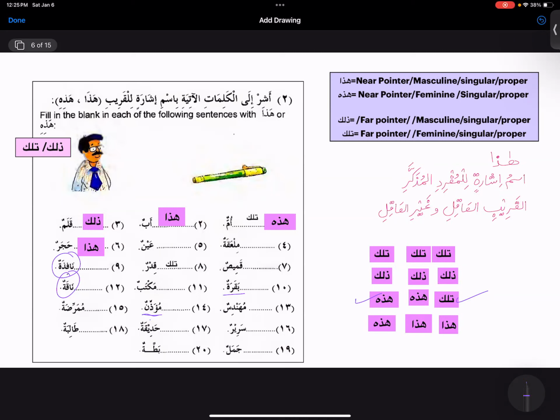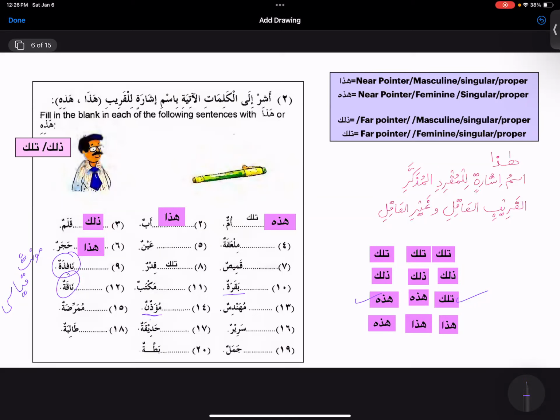Hadihi, tilka. Okay, what kind of feminine is that? We learned it last time. Muannas alamati. Very good. This is what I wanna hear. And that is called muannas qiyasi, right? Yes. When we have an alama, right, to see that this is feminine, that is called muannas qiyasi.